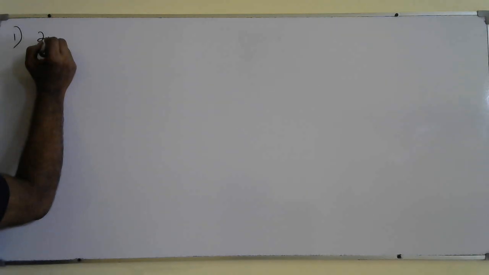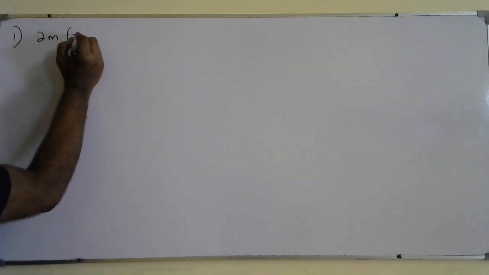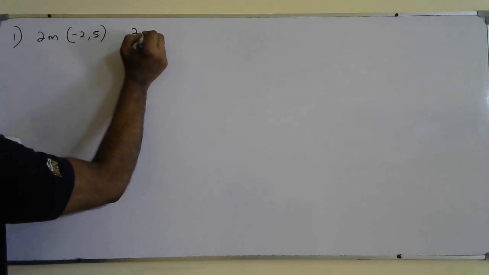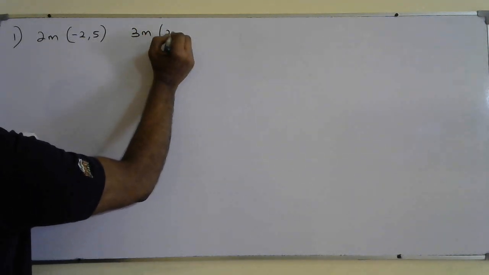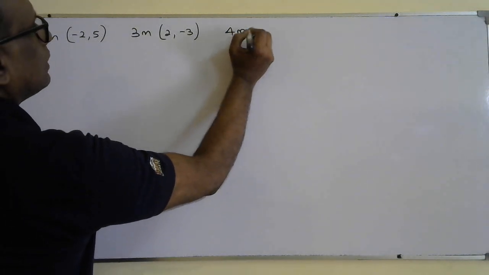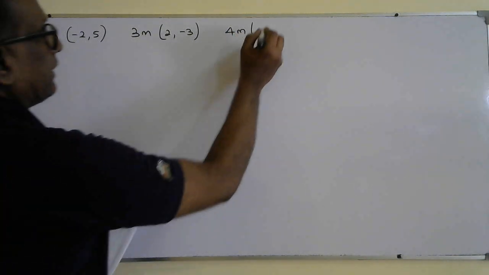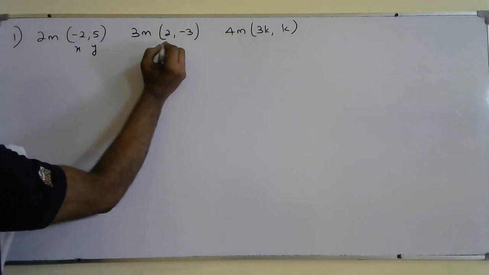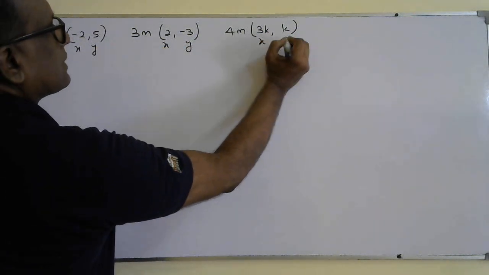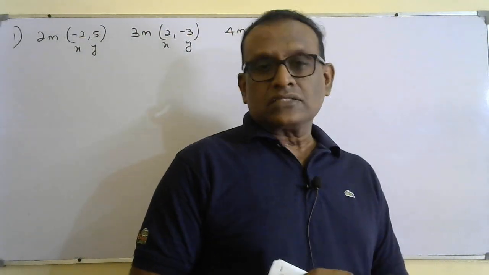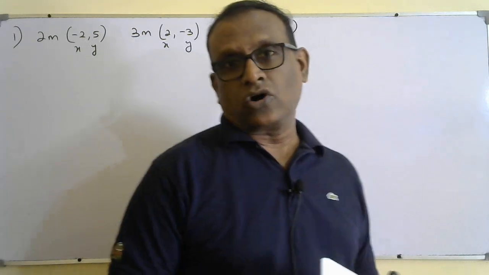Okay, so if I write the given data, the 2m particle is at a coordinate of (-2, 5). The particle which is 3m is at a coordinate of (2, -3), and the particle which has mass 4m is at a coordinate (3k, k). So this is the x coordinate, this is the y coordinate. They asked to find x bar, that is the center of mass of these three particles. They are asking for the x coordinate.